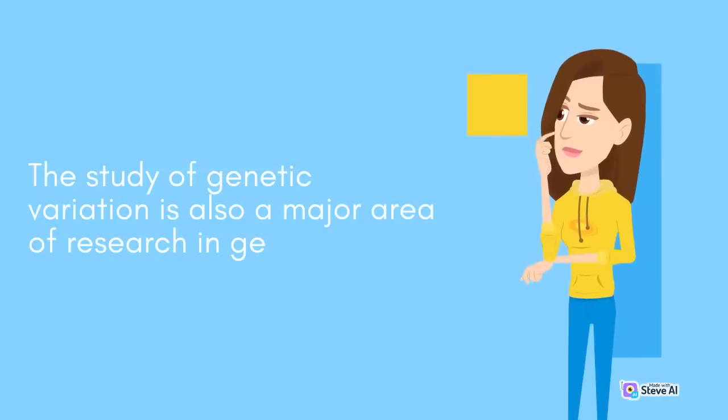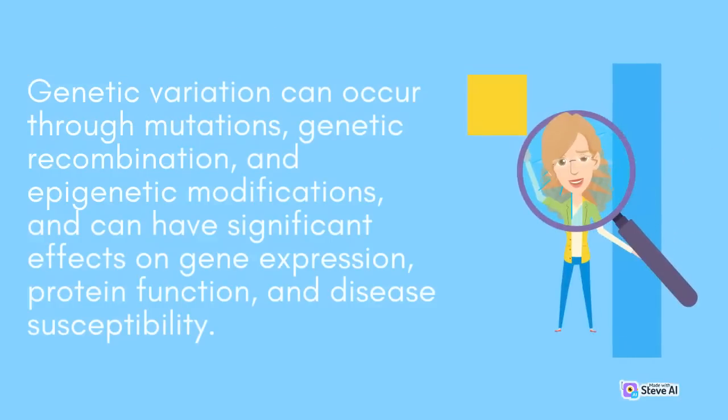The study of genetic variation is also a major area of research in genetics. Genetic variation can occur through mutations, genetic recombination, and epigenetic modifications, and can have significant effects on gene expression, protein function, and disease susceptibility.